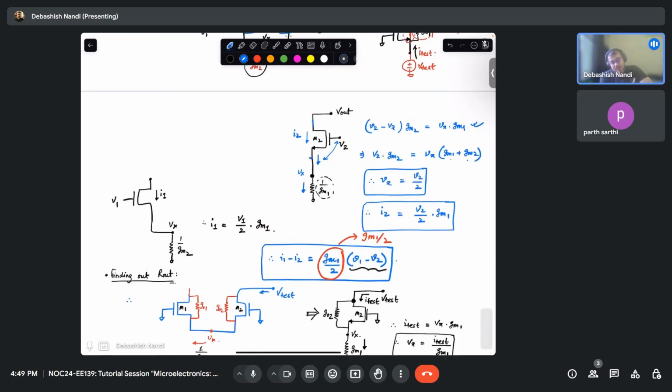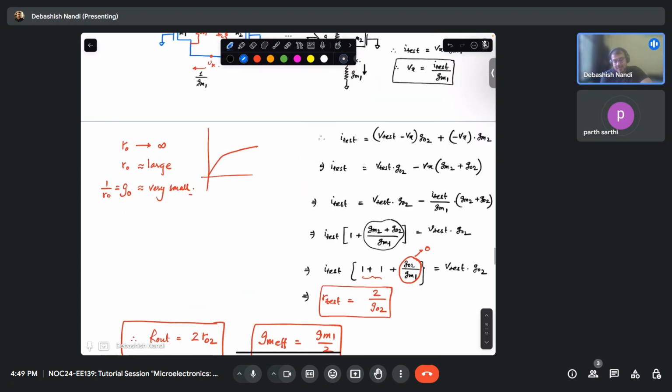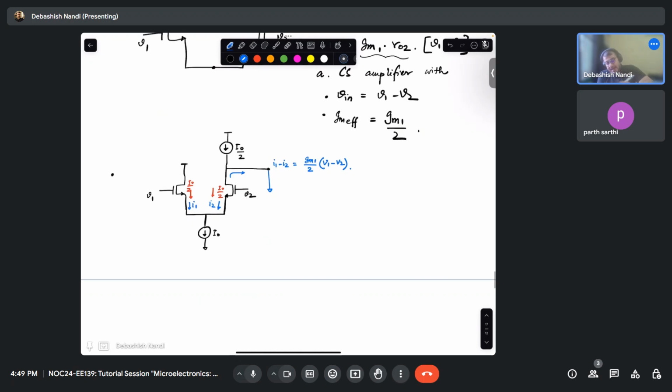Now this one, can we double this current? That means what I mean to say, I have got I2 here, right? So can we somehow make this GM1 times V1 minus V2? Anything that comes up in your mind?